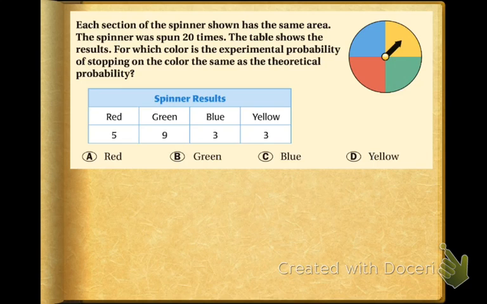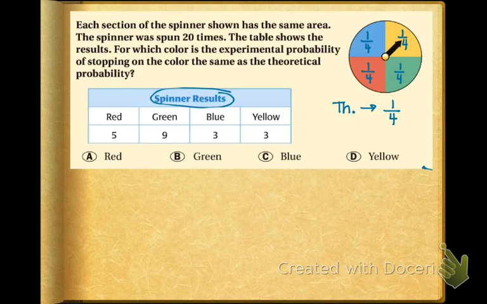How many spaces is this spinner divided into? It's got 4 different spaces that appear to be equally the same size, and it tells us each section has the same area. So the theoretical probability would be 1 out of 4 for any of the given colors. 1 out of 4 for blue, 1 out of 4 for red, 1 out of 4 for yellow, and 1 out of 4 for green. That's our theoretical probability. But look at the results that we got when we did our experiment. That did not come out to the same number of times for each color like it should in theory.